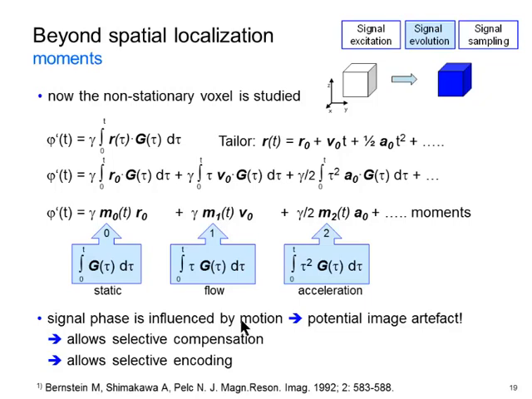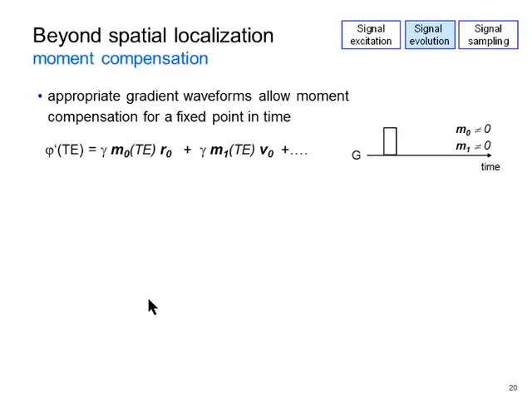If we understand an artifact, we can think about compensating it. On the other hand, as always in MRI, artifacts also have a good side, because they are a source of information, and if we use them properly, and in this case we can, then we are able to get some information. That means we are able to measure flow and acceleration. Let's dive first into moment compensation to do some motion compensation.